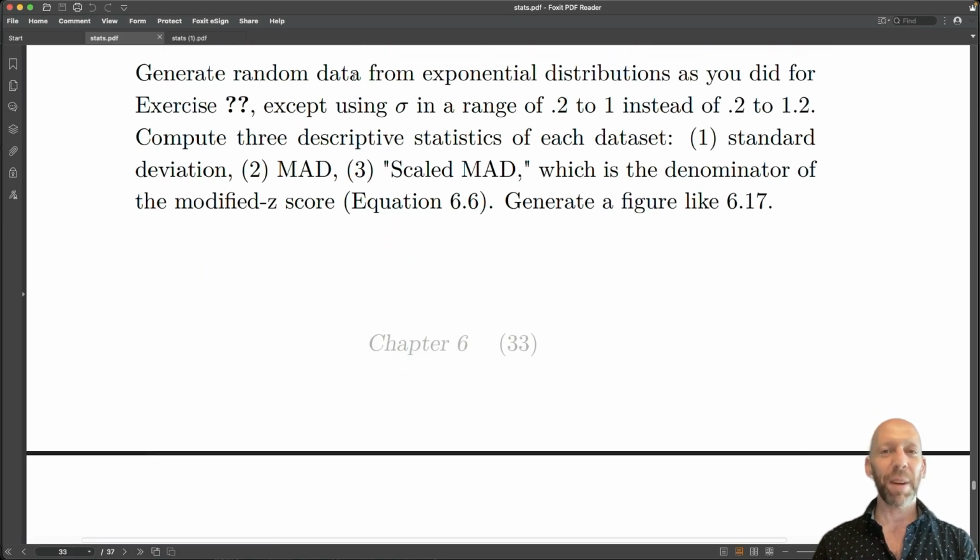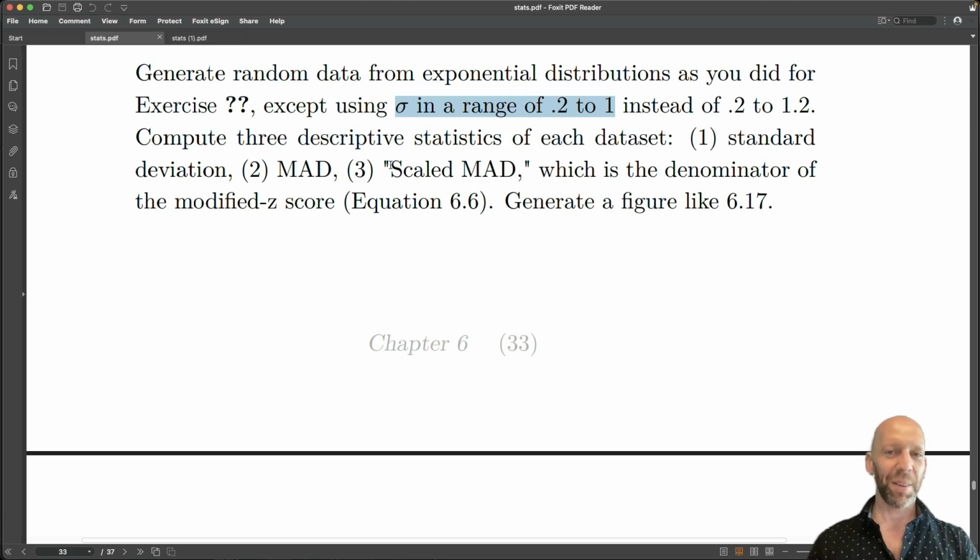So here's the idea. You want to generate random data from an exponential distribution, as you did for exercise 8 in chapter 4, but use a slightly different range of sigmas. So you're going to use sigmas from 0.2 to 1. This is from chapter 4. So here in chapter 6, exercise 7, use sigma in a range of 0.2 to 1. Otherwise, initially the code for the visualization and generating the distribution is very, very close to exercise 8 in chapter 4.